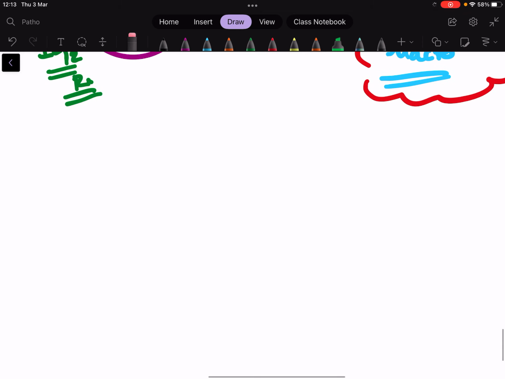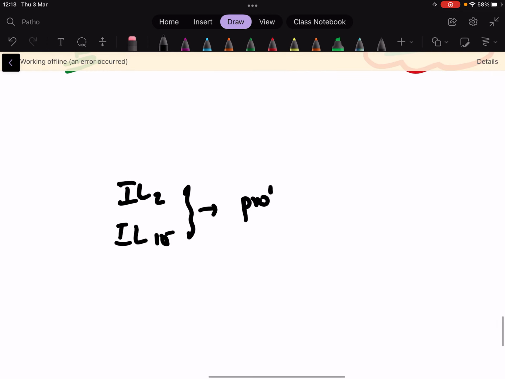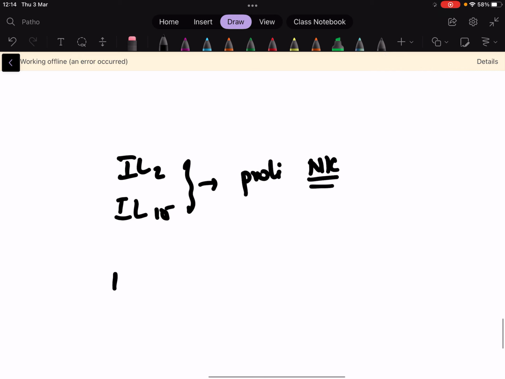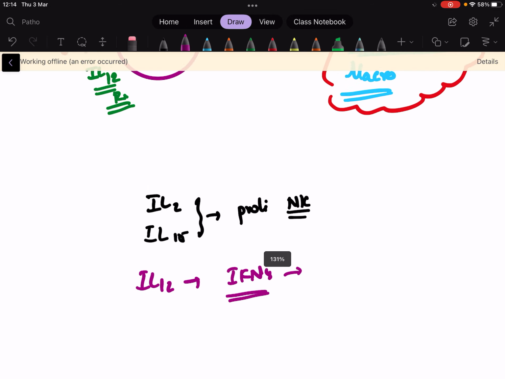So once again, interleukin 2 and interleukin 15 are helpful in the proliferation of your NK cells, whereas interleukin 12 helps in production of interferon gamma by natural killer cells, and this will help in the super activation of macrophages, which will effectively kill your viruses or bacteria.